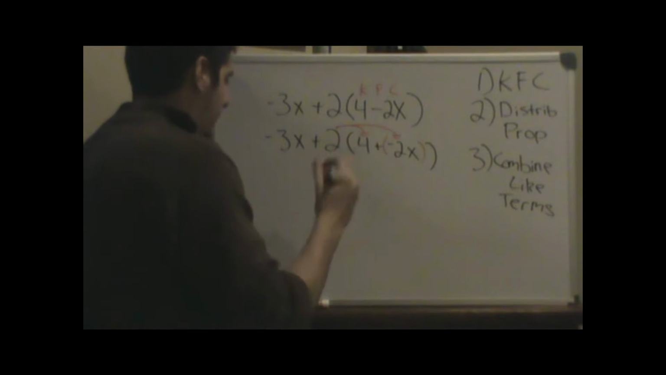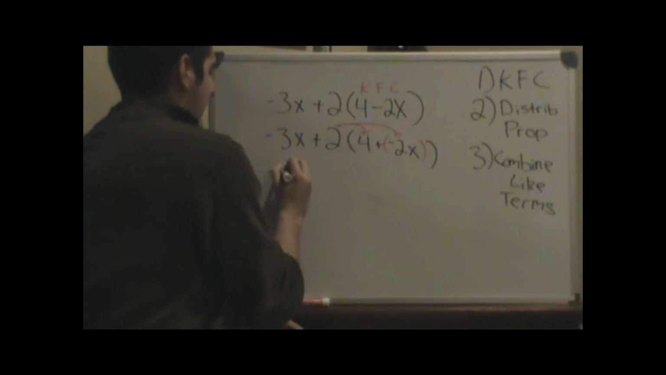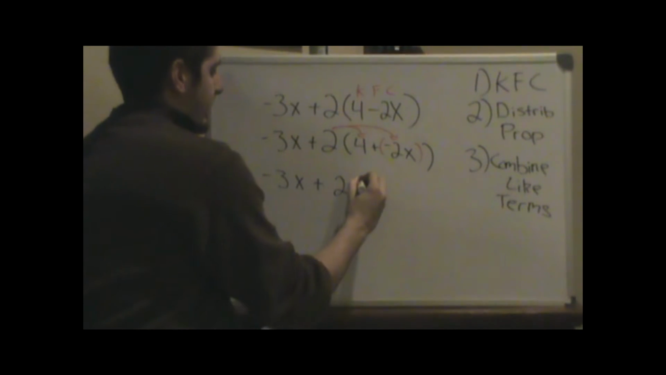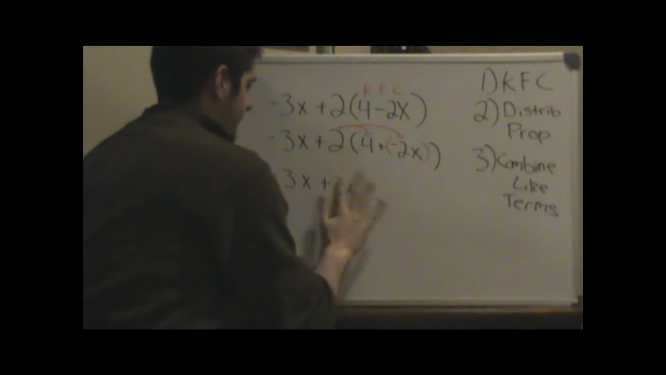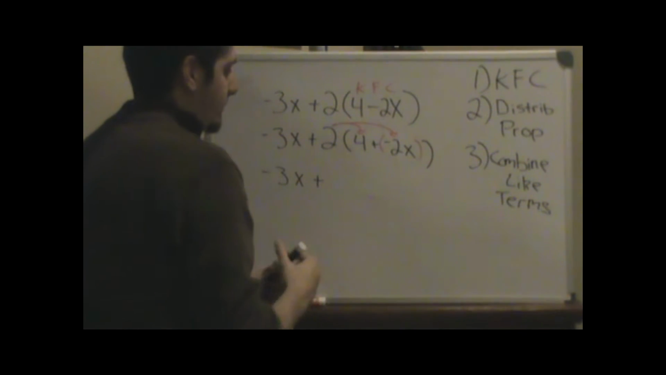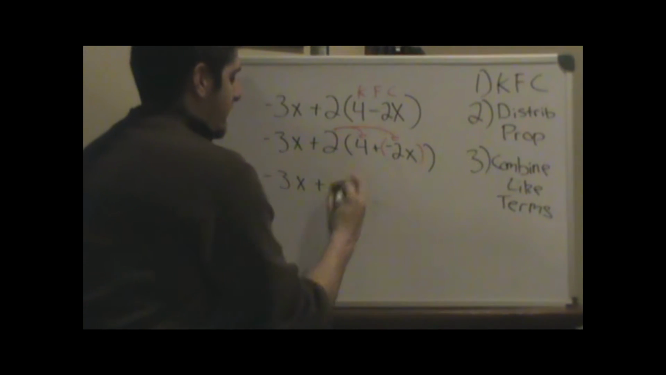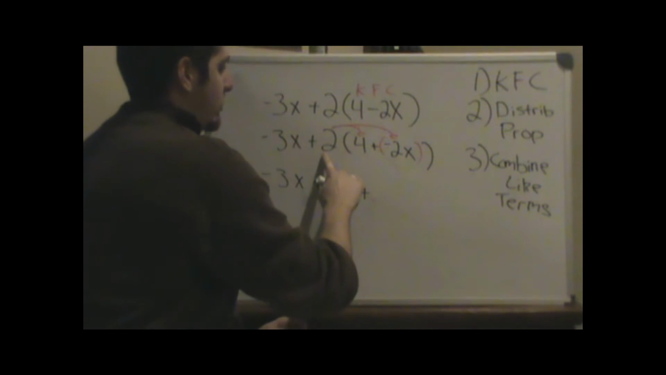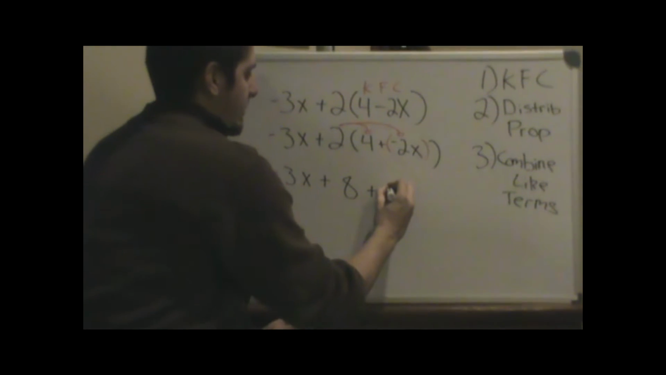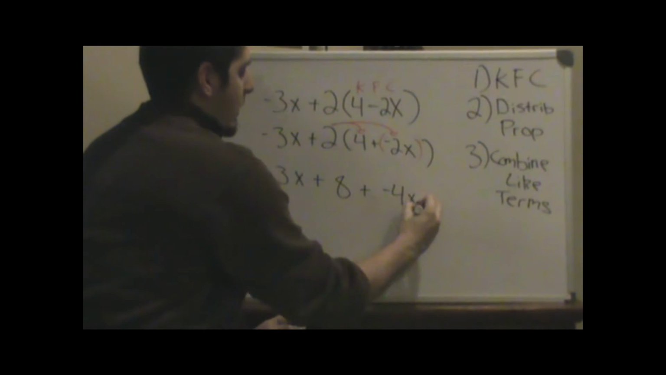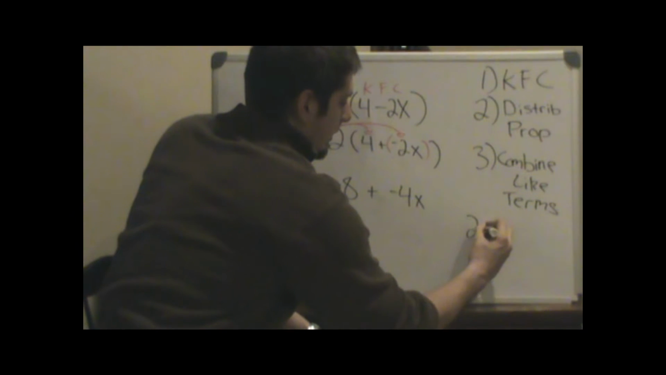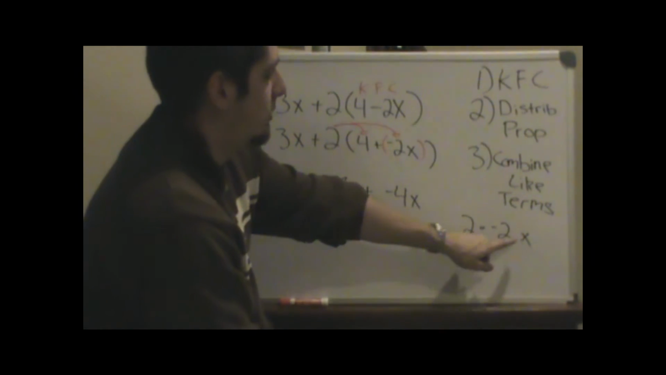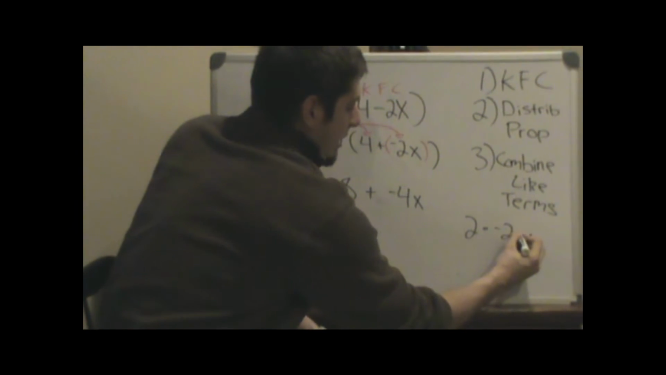So at this point we need to rewrite the problem. We have negative 3x plus 2, plus 2 times 4, which is 8. Keep the sign in the middle, plus 2 times negative 2x, which is negative 4x. Because when we do 2 times negative 2x, remember negative 2x means we're doing negative 2 times x.